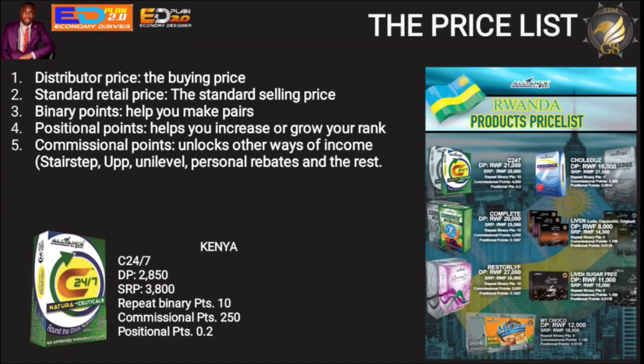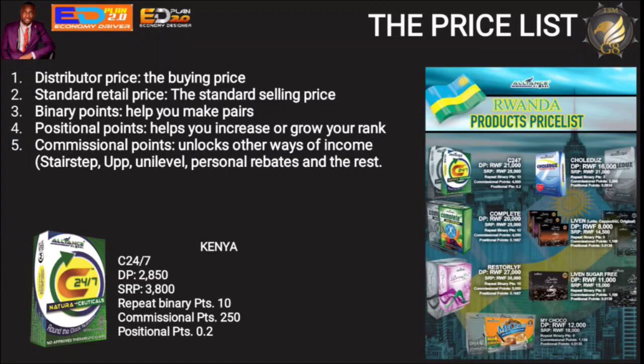They help you increase your rank. So you can see here the C24/7 has positional point of 0.2. So for you to move from a distributor to a silver executive rank, silver executive requires you to have 10 points. So how many boxes of C24/7 do you need? You need at least 50 boxes of C24/7 for you to move from a distributor to a silver executive rank.